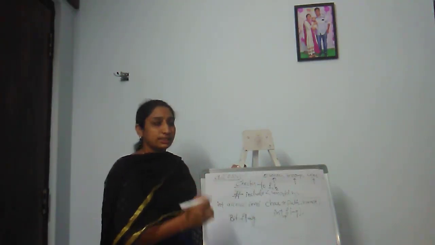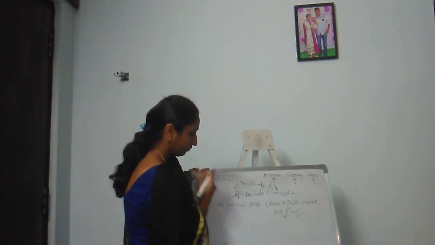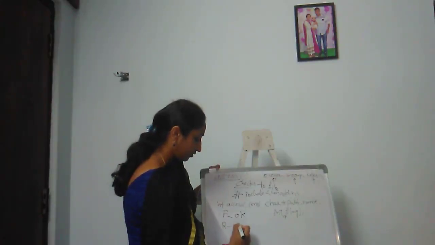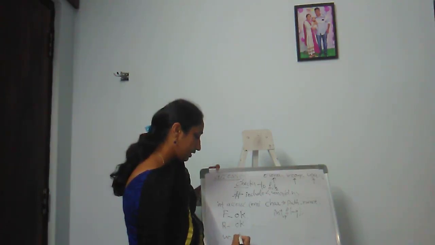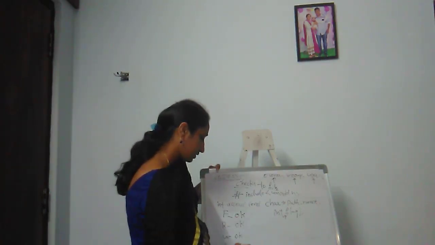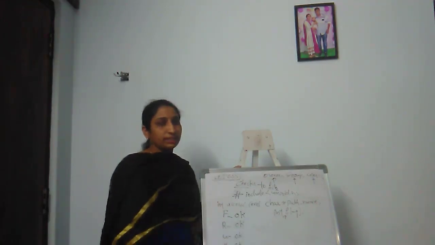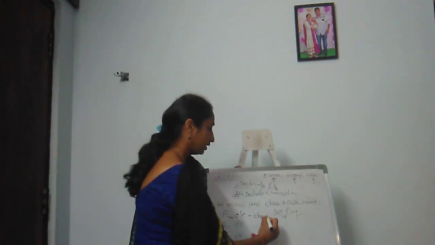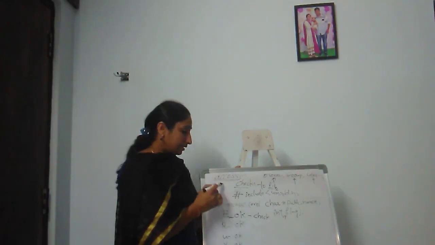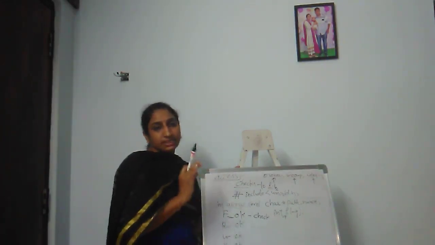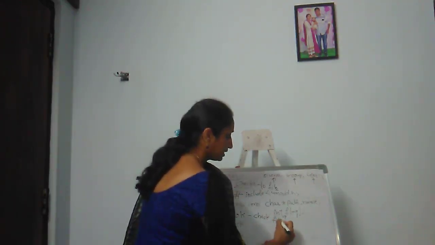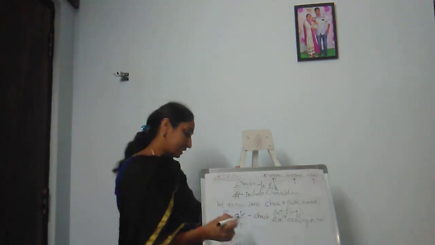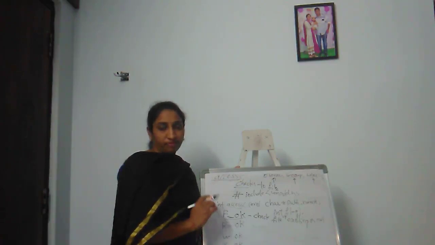The first one is F_OK, second one is R_OK, third one is W_OK, next one is X_OK. F_OK means file. When we are using F_OK with this access system call, it checks whether the file exists or not, whether that file is available in the system or not. That will be checked with the help of the F_OK flag.